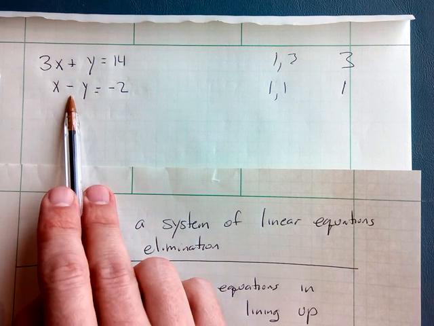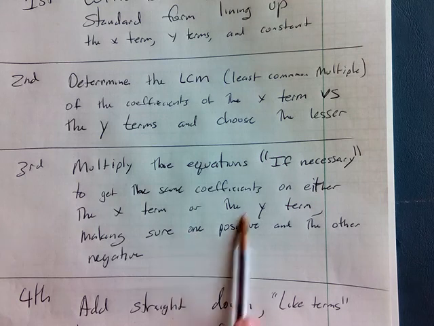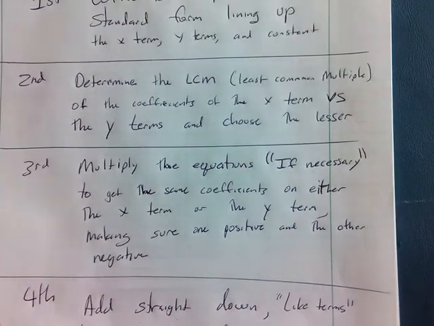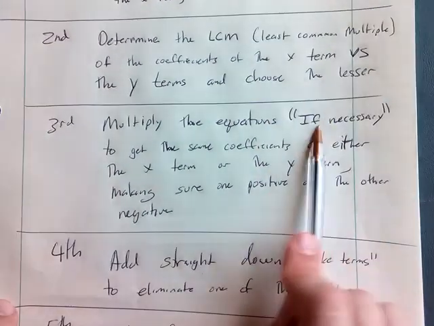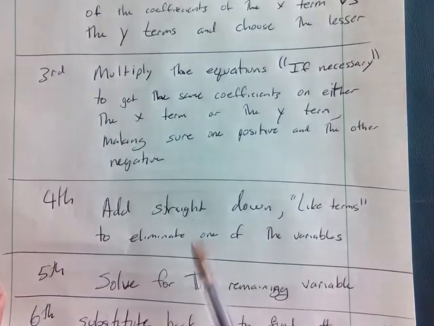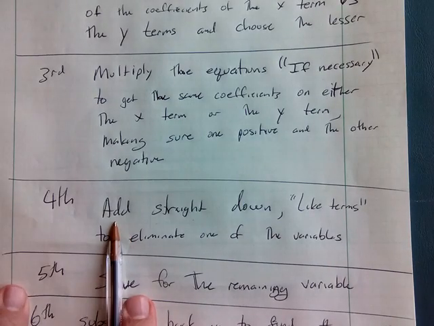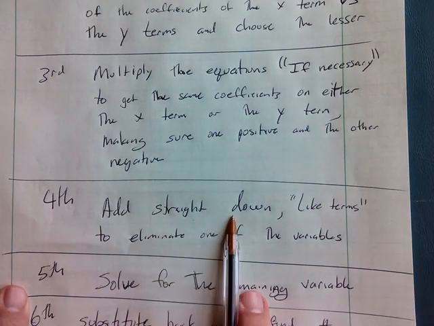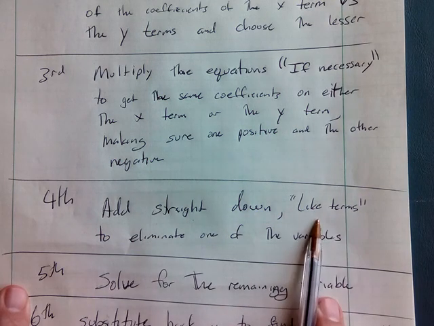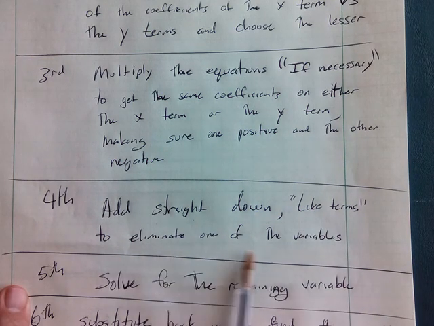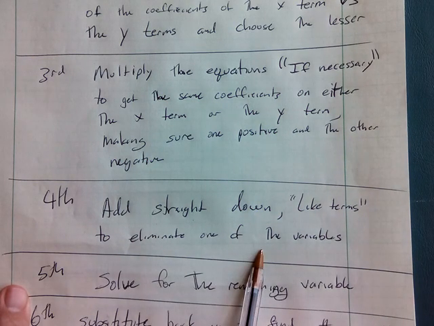And we will definitely do another example where we actually have to do something with step 3. But step 3 is done for us because it wasn't necessary. Not done, it just didn't need to be done. Next, step 4, we need to add straight down, in other words, adding like terms to eliminate the one variable that we chose to get the common coefficient.